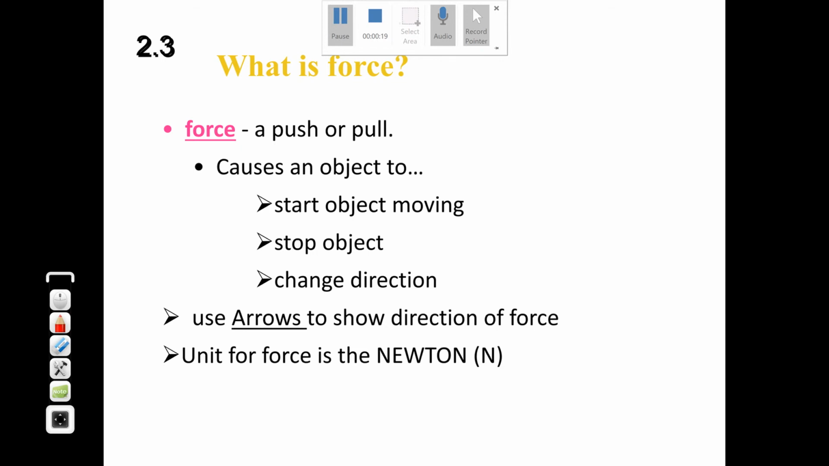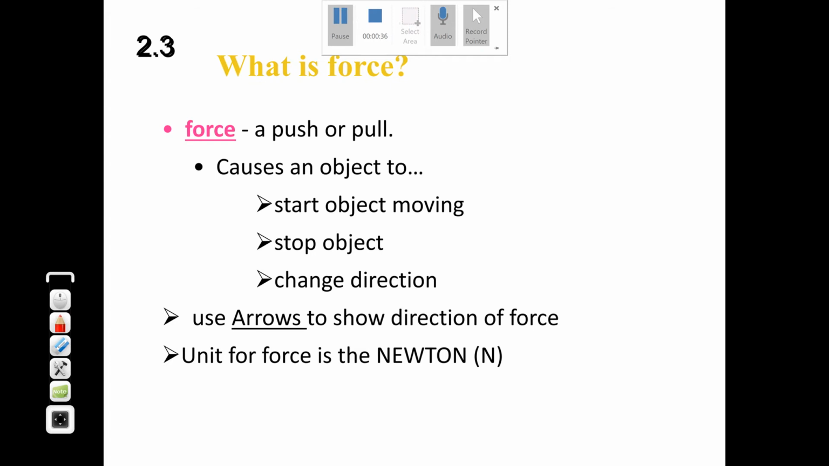Alright, so first off, what is a force? A force is basically, as it sounds, a push or a pull. And what does this do? It's going to make an object either start moving, slow down, or change direction. That's basically what any force does.